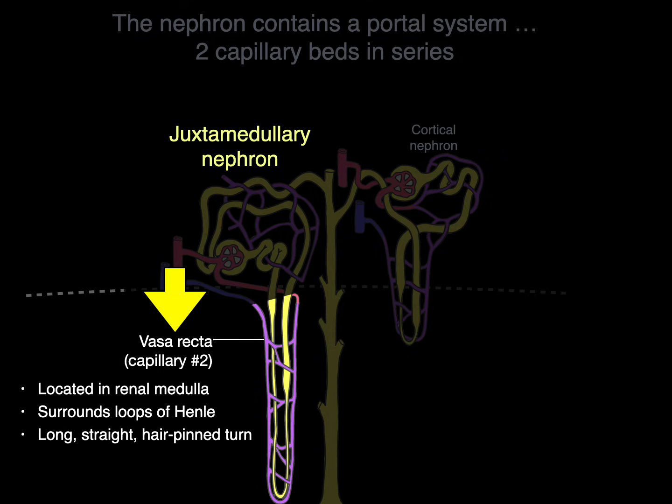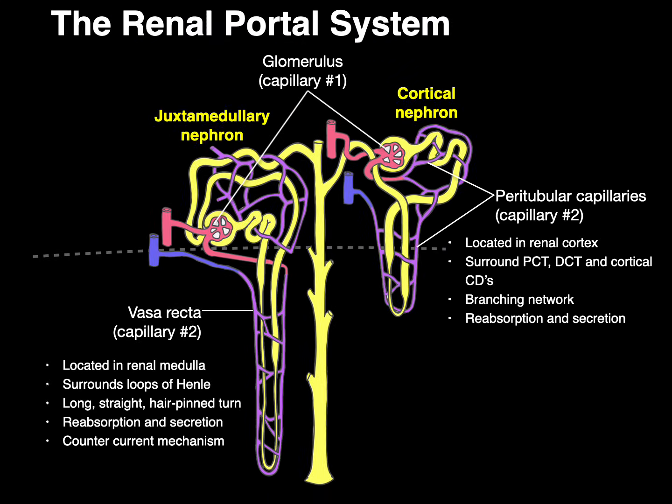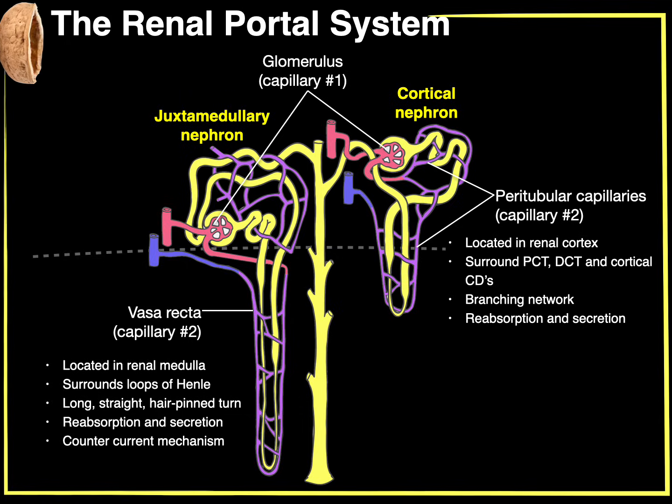They're long and straight, hence vasa, vessel, recta, straight, and they make this hairpin turn right at the very bottom of the medulla. They also do reabsorption and secretion, but their main purpose is for the countercurrent mechanism to help maintain the very salty cortical medullary gradient that goes from 300 at the top down to 1200 milliosmoles per kilogram at the bottom. And that, my friends, is the renal portal system in a nutshell.